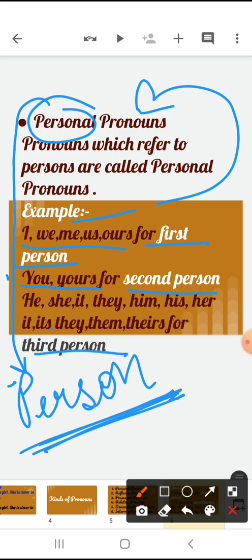Third person is related to he, she, it, they, him, his, her, its, them, theirs. These are third person. Third person refers to the person spoken about. He is very clever. She is very clever. It means I am talking to somebody about him, that he is very clever. So a personal pronoun is related to a person.